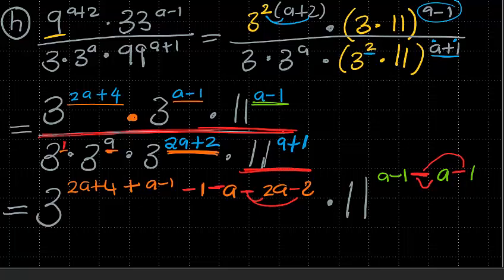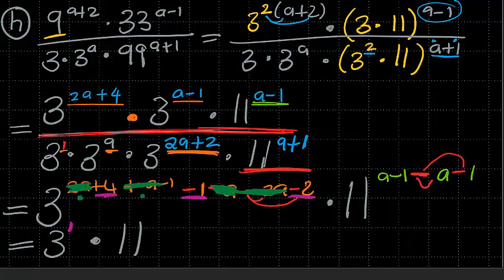Next step, let's simplify our exponents. So what have we got? We've got 2a plus a is 3a. 3a, that's positive. Oh, we can do it this way. Plus a minus a gives me 0. 2a minus 2a gives me 0. So all my a's are gone. What am I left with? 4 minus 1 is 3. Minus 2 is 1. 3 minus 2 is 1. So 3 to the power of 1 is what's left.